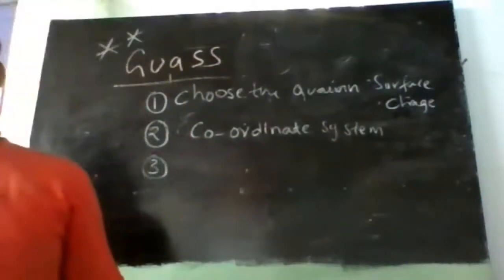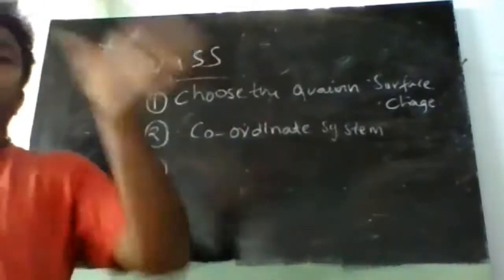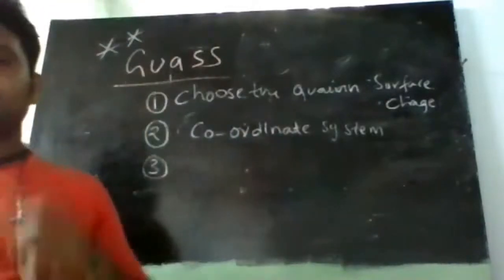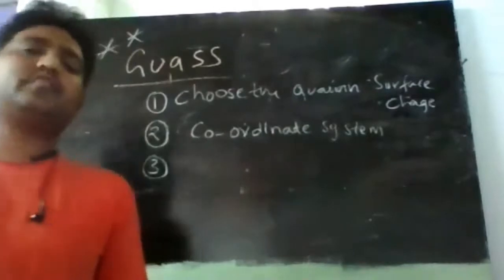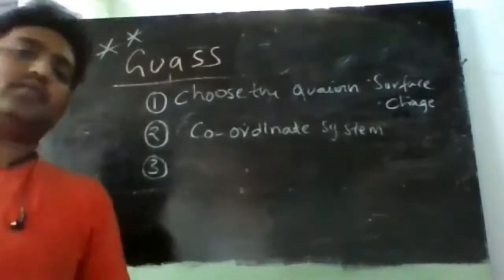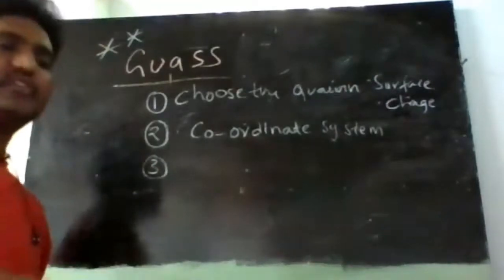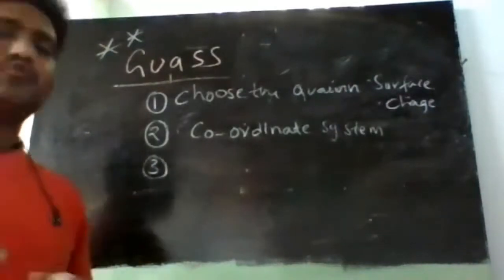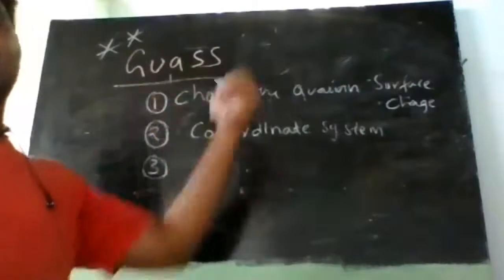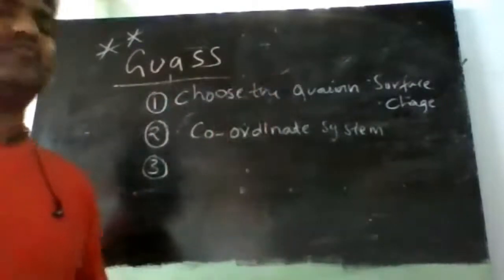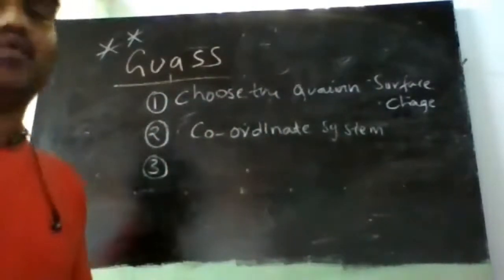For example, if my charge particle looks like a sphere, so I'll go with spherical, like this. Whatever Gaussian surface you have considered, choose the coordinate system that matches with this Gaussian surface. That's the second point.